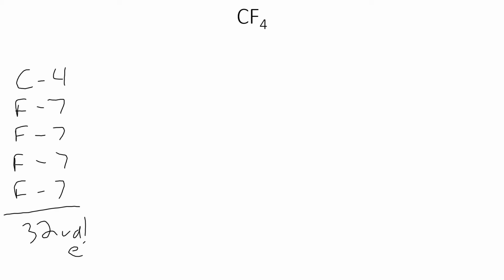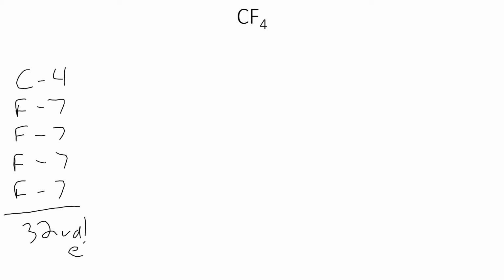Now, our next step is we determine what the central atom is. And that's because for most of our molecules that we're dealing with, they're not written in linear chains. Instead, usually what we find is that you have one central atom and then the other atoms surround that central atom.